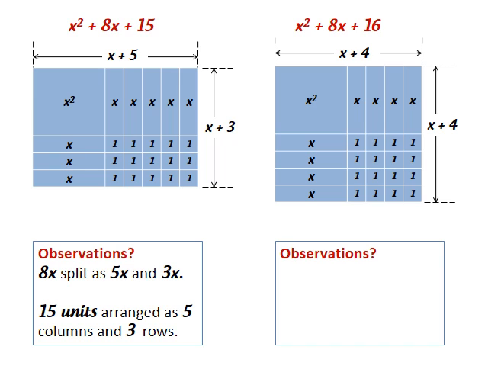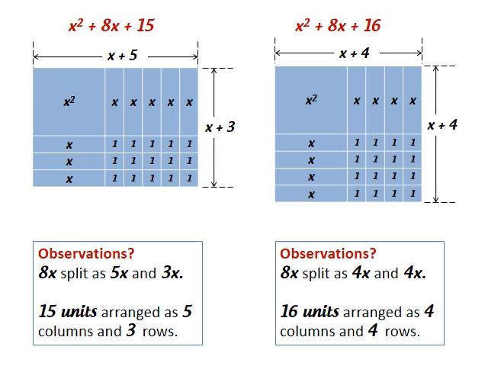For the second expression, what are your observations? The 8x has been split as 4x and 4x. See, deliberately I have kept the middle term as 8x in both the cases. In one case it gets split as 5x and 3x, whereas in the second case it gets split as 4x and 4x. You should think, why is it so? So in the second expression, the 8x is split as 4x and 4x. And how are the units arranged? The 16 units are arranged as 4 columns and 4 rows.